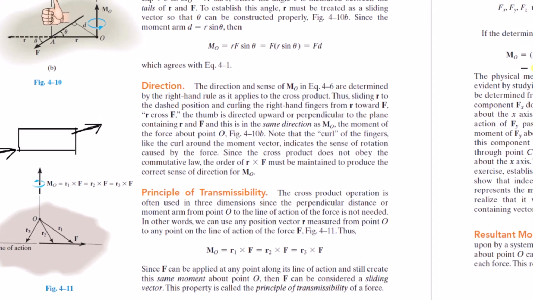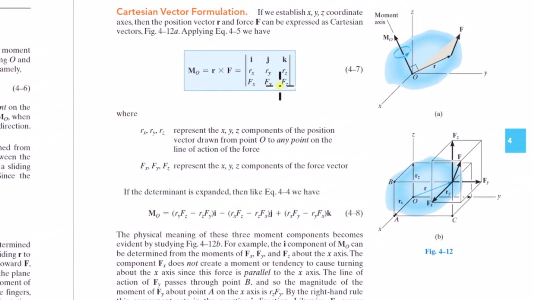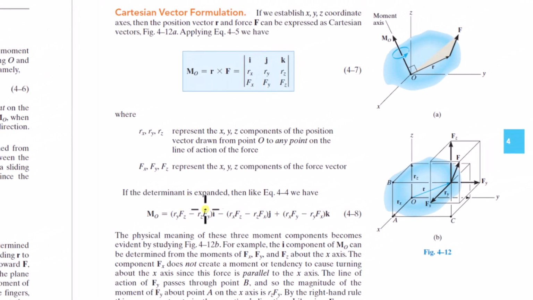Okay, so then here we talked about how this is the determinant form of the moment, R cross F, and they expand it out. Here's the position vector Rx, Ry, Rz, and here's the force vector Fx, Fy, Fz. And you can see what the components of the moment vector are, the components of this vector.